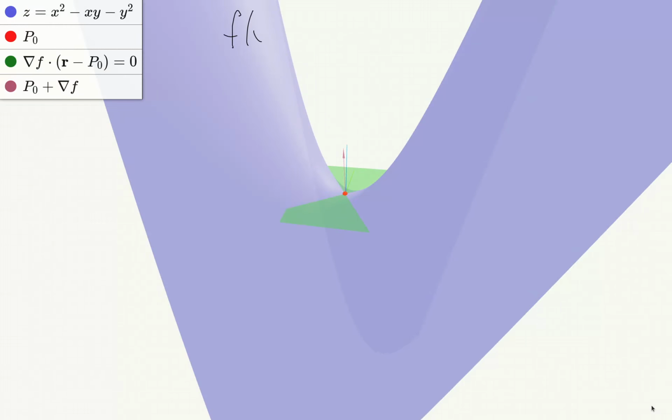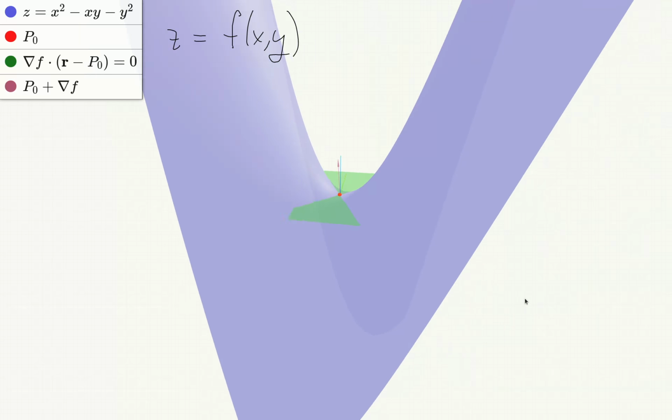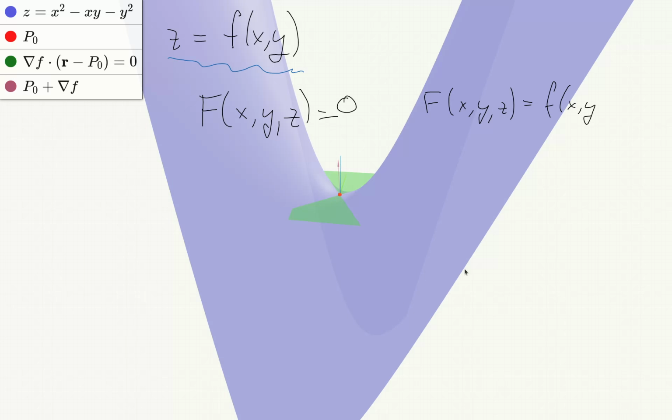If we have a function of two variables, f of x, y, and we're looking at the graph of the surface, z equals f of x, y, then the expression for the normals and the tangent plane simplify somewhat. So this we can also write as F of x, y, z equals 0, where F of x, y, z is defined to be f of x, y minus z.